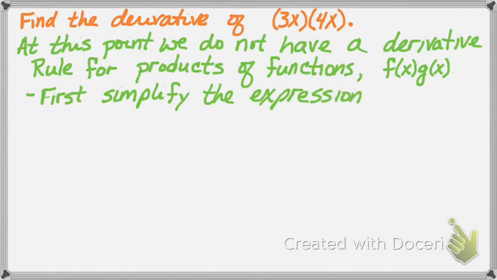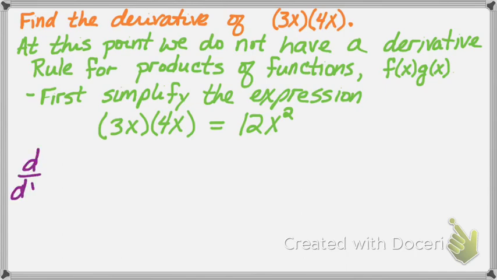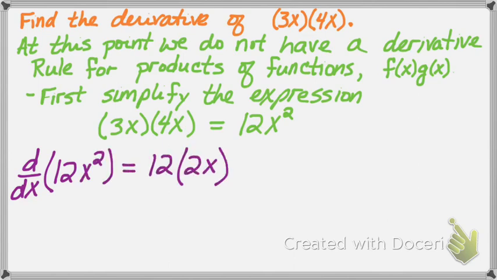So we're first going to simplify the expression. 3x times 4x is equal to 12x squared. And now we can take the derivative of 12x squared. We get 12 times 2x, and this simplifies to 24x.